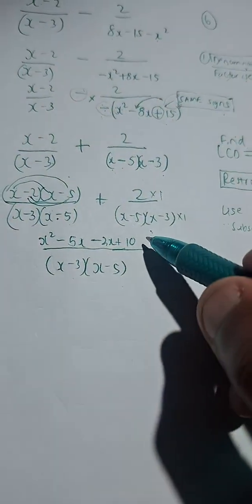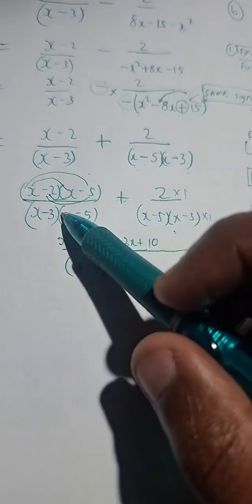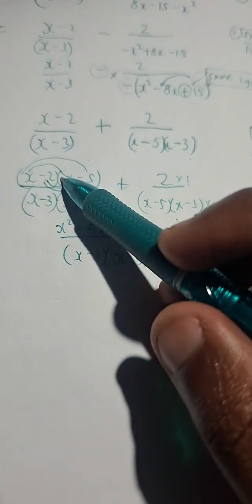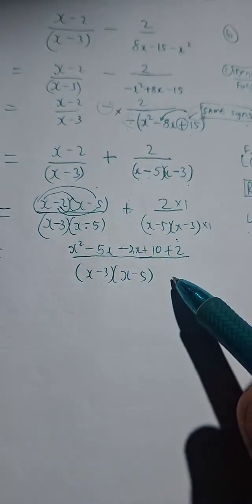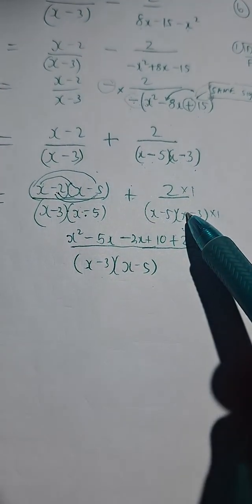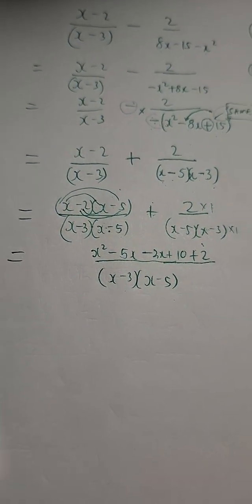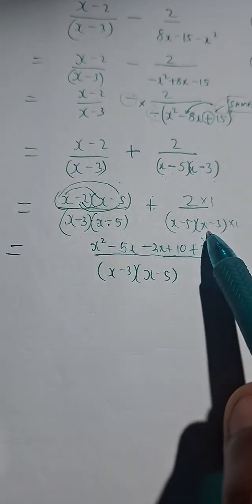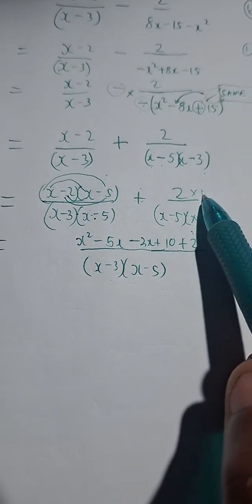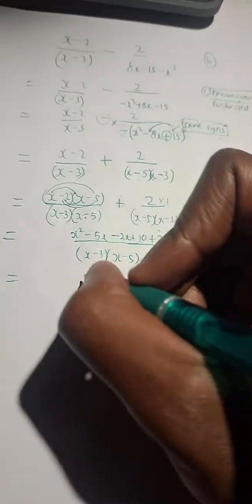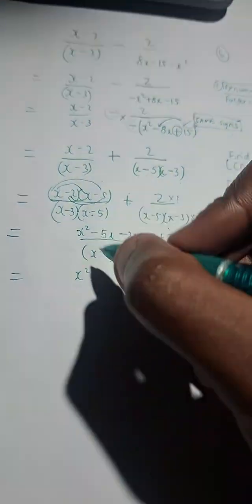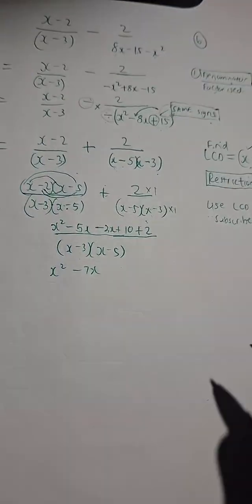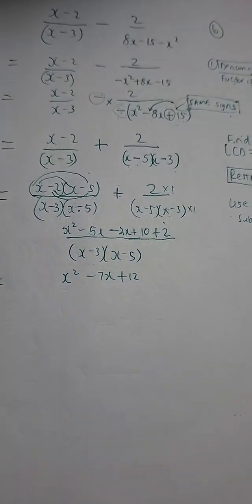Then here we are adding. Remember, when the denominators are the same, we can do what? We can add the numerators. Hence, we can now add that 2, because the denominators are the same. That's the rule of fractions. When the denominators are the same, you can add the numerators. Now, final answer. We say x squared. We check the like terms. Minus 5x minus 2x is negative 7x. And then 10 plus 2 is what? Is 12.